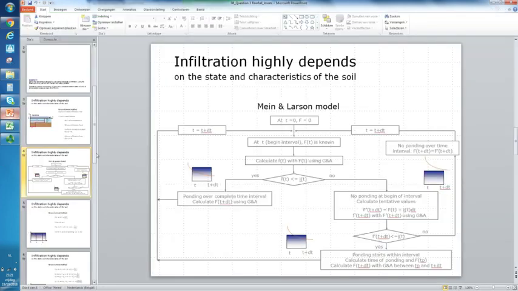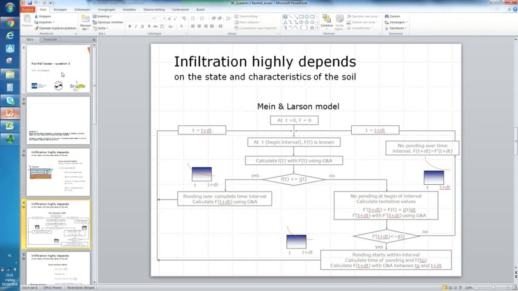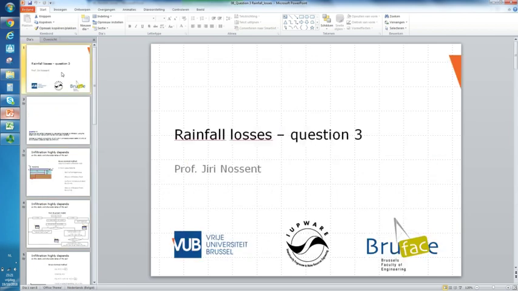So that concludes this first exercise on rainfall losses. If there are still any questions, you can always go to the session that is organized either for the students in Leuven or in Brussels, where one of the assistants will be available for questions and answers.